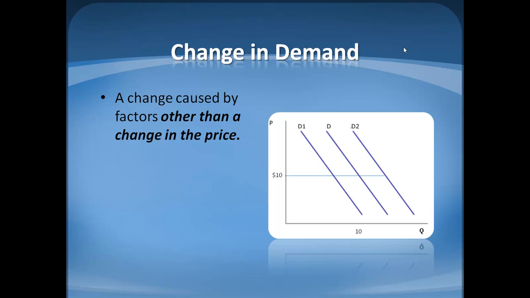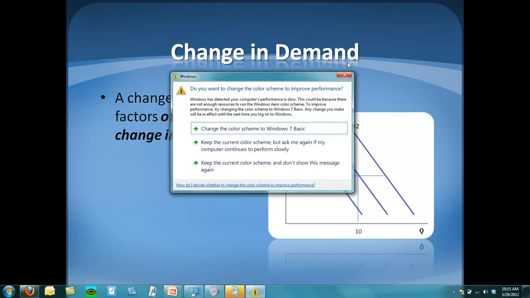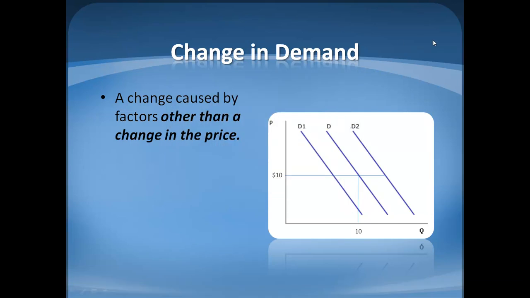Okay, here's our original price of $10. And what we see is at D, our original situation, at $10, people will demand 10 of this good. At $10, they will keep demanding 10.